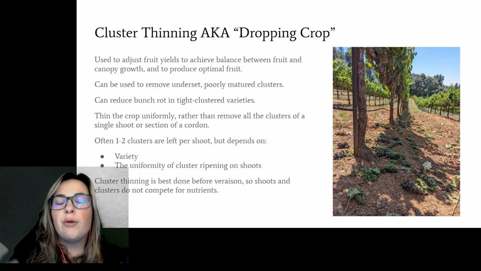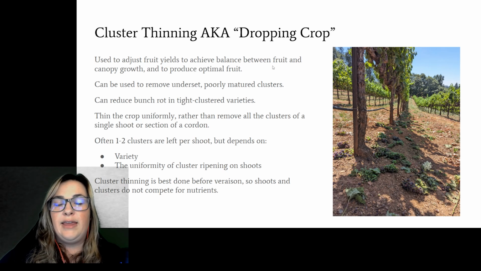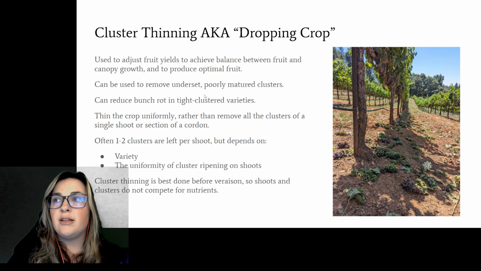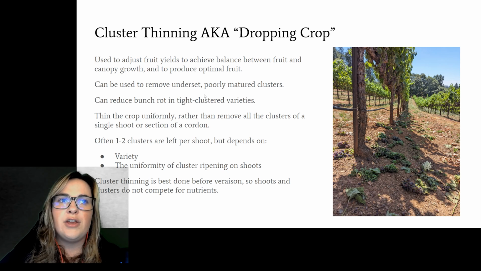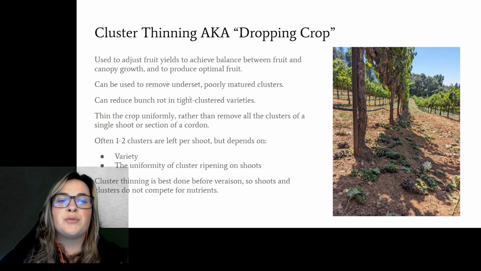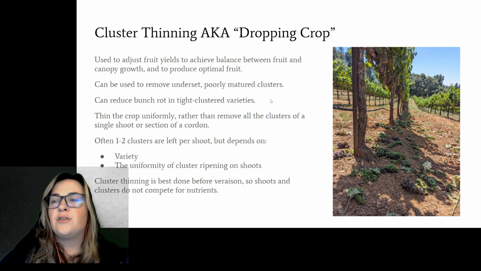So why are we dropping crop? We're trying to achieve balance between the fruit and the canopy growth and to produce the most optimal fruit, right? So it can be used to remove any underset or poorly matured clusters. So if things are just not looking great, you can trim back those ones. It can help reduce bunch rot in tight clustered varieties.